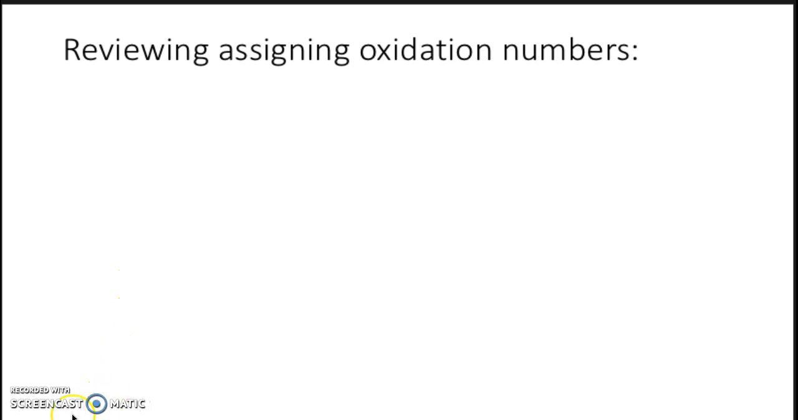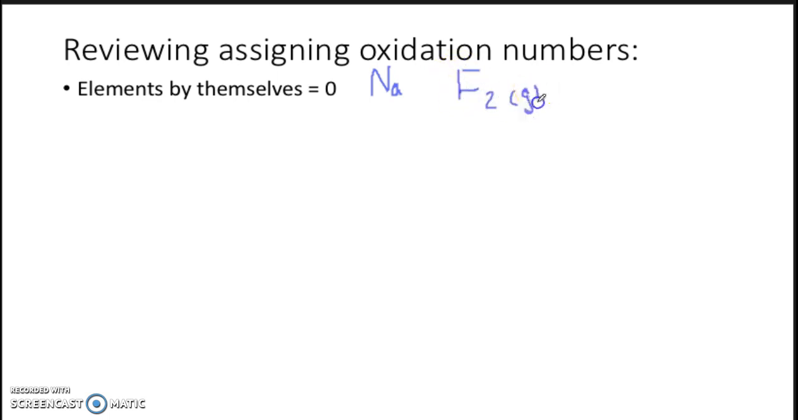So you've already had 2 videos that looked at what this looks like, as well as a little bit of practice in class. But as a review, when you're assigning oxidation numbers, elements by themselves have an oxidation number of 0, meaning sodium, right? Sodium metal, that's an oxidation number of 0. Fluorine gas, see that little G there? That's an element by itself, even though there's 2 of them. Those elements have an oxidation number of 0.